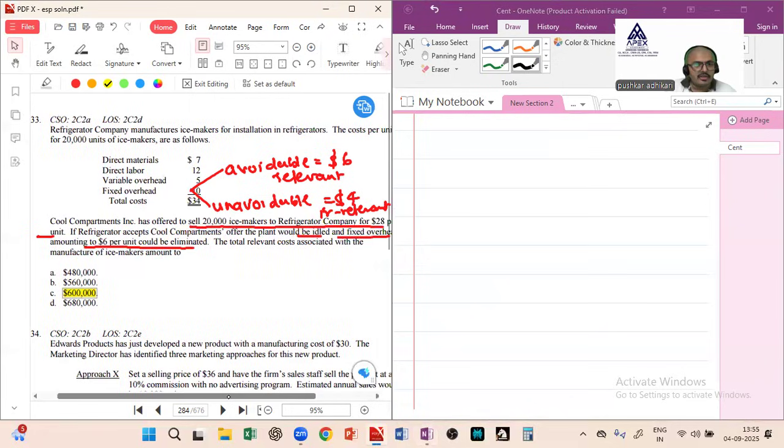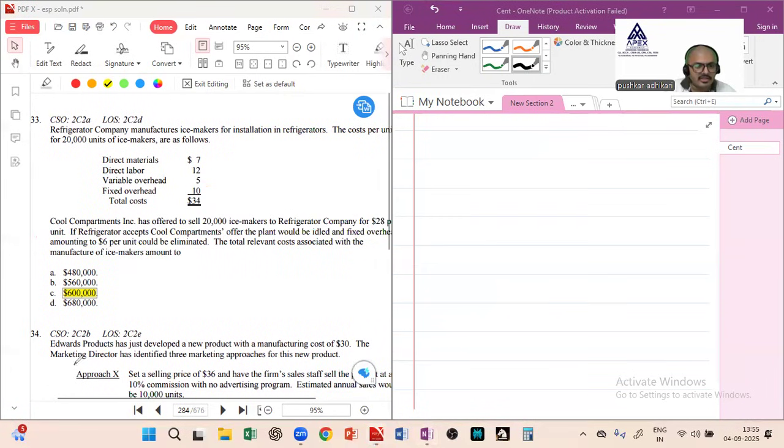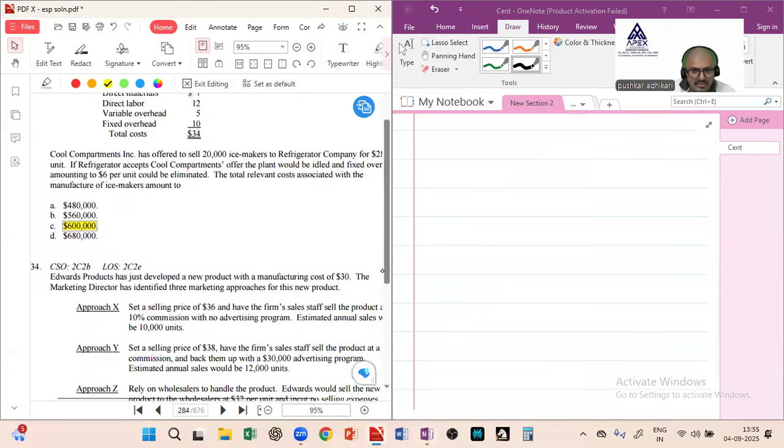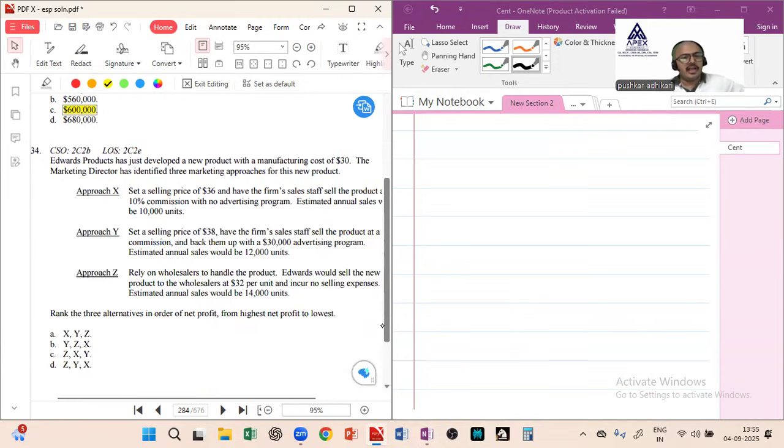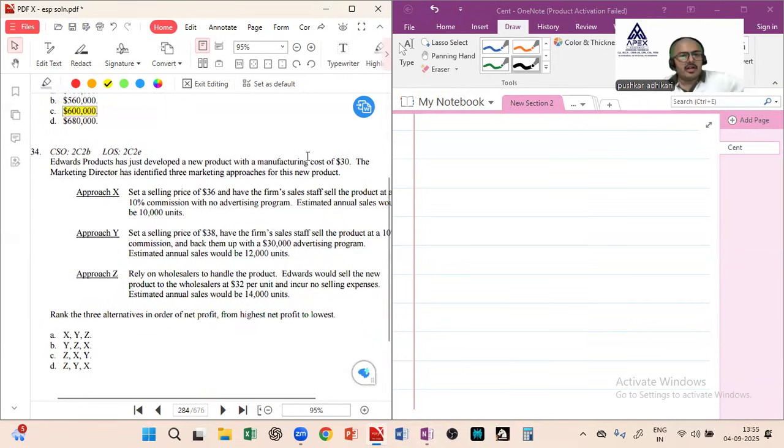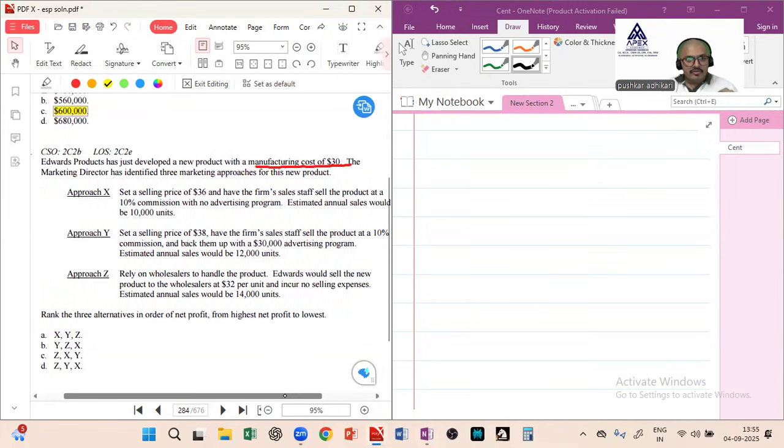Next question. Now, question number 34. This question number 34 is one hell of a crazy question because it has a lot of relevance in its question making ability. Now, see what they are saying. Approach X. Edward has developed a new product which has a manufacturing cost of 30. Now, see, this stays constant throughout. The marketing director has identified three approaches for this product. First, have a set selling price of 36. The firm staff will sell the product at a 10% commission. No advertisement program. Estimated sales are 10,000.